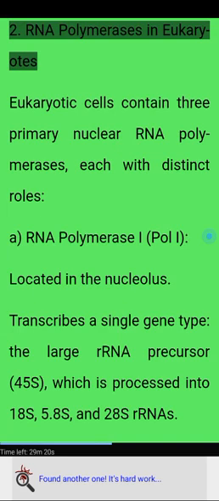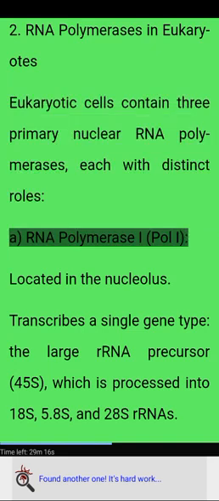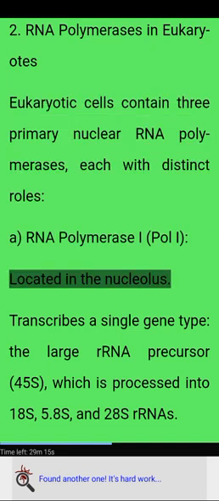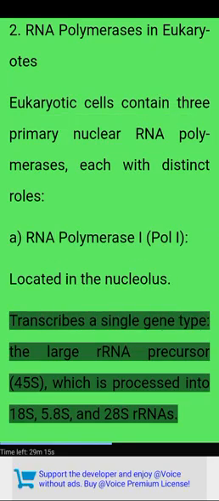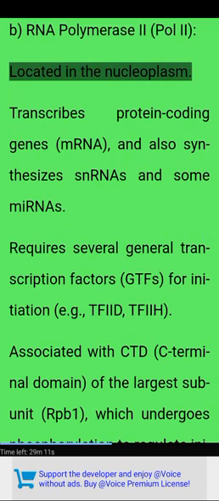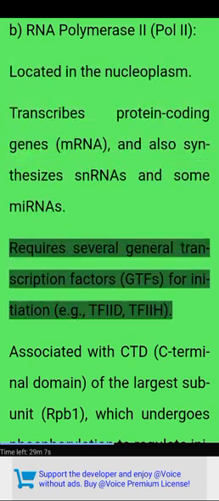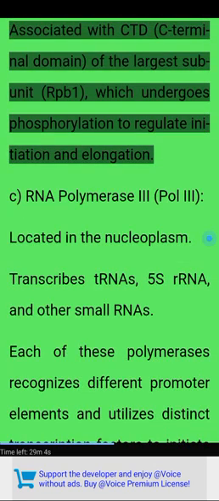2. RNA polymerases in eukaryotes. Eukaryotic cells contain 3 primary nuclear RNA polymerases, each with distinct roles. A. RNA polymerase I, located in the nucleolus, transcribes a single gene type, the large rRNA precursor 45S, which is processed into 18S, 5.8S, and 28S rRNAs. B. RNA polymerase II, Pol II, located in the nucleoplasm, transcribes protein coding genes, mRNA, and also synthesizes snRNAs and some miRNAs. Requires several general transcription factors, GTFs, for initiation, e.g., TFIID, TFIIH. Associated with the CTD, C-terminal domain of the largest subunit RPB1, which undergoes phosphorylation to regulate initiation and elongation.